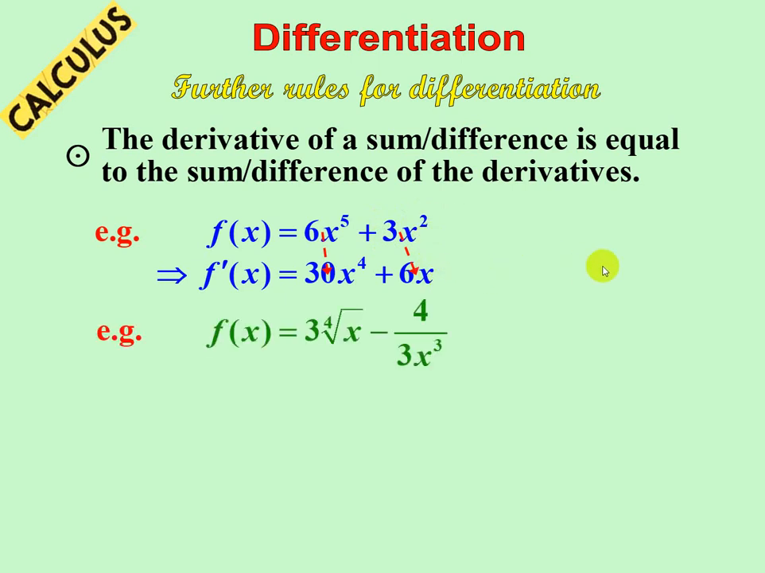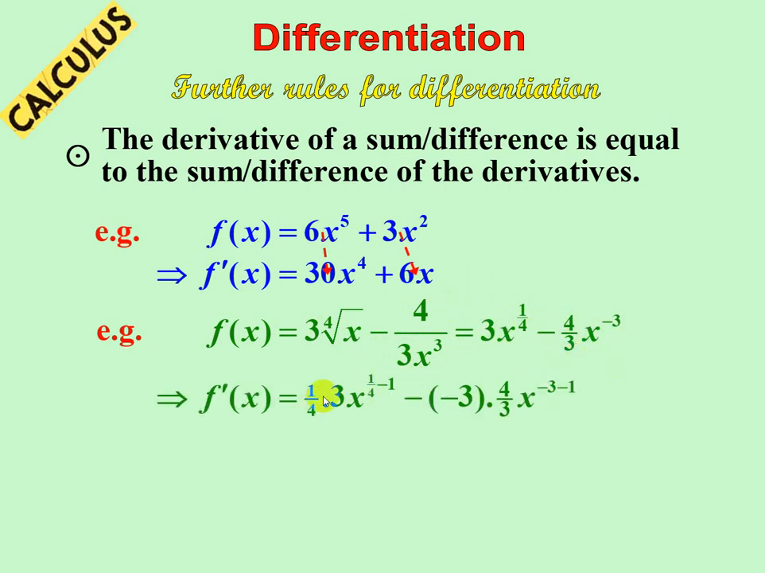Same thing happens with subtraction. To do that, this becomes 3x to the quarter, and this becomes 4 over 3 x to the minus 3. There we are. X to the quarter is the fourth root. The 4 over 3 is still there, and we bring the x cubed to the top, and it becomes x to the minus 3. Now we can differentiate each of them separately.